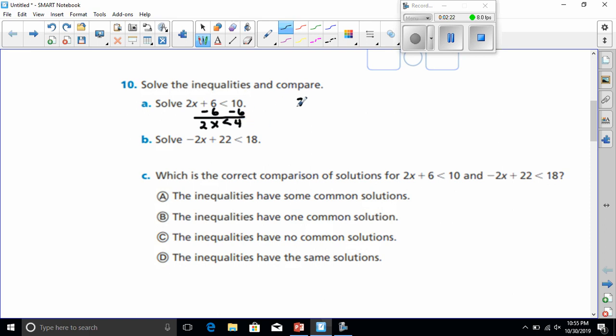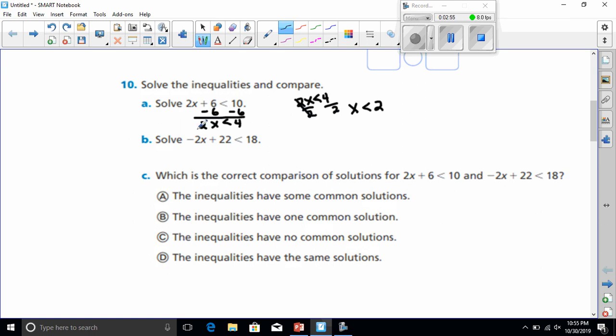Let's bring this over here. 2x is less than 4. And now I know I have to divide 2 away, which means I'll divide from the other side. And that's going to leave me with x is less than, 4 divided by 2 is 2. All right, and over here our 2's are canceling out, so that left x all by itself. So the answer to this one is x is less than 2.